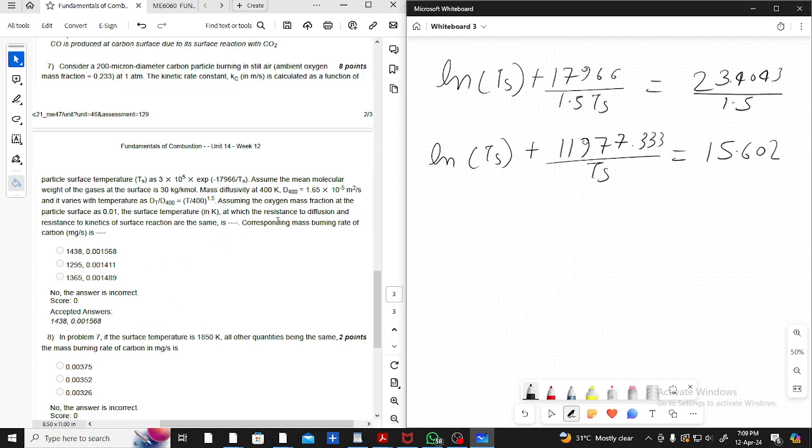Now, how to calculate the second part? The second option is the mass burning rate. The second question is to calculate the mass burning rate of carbon.